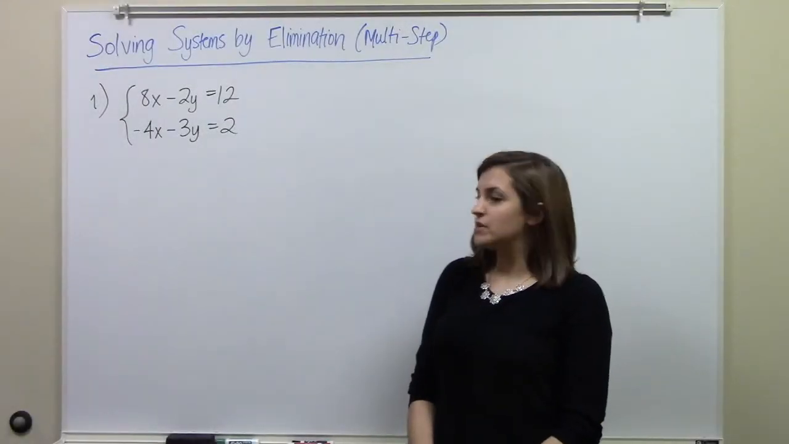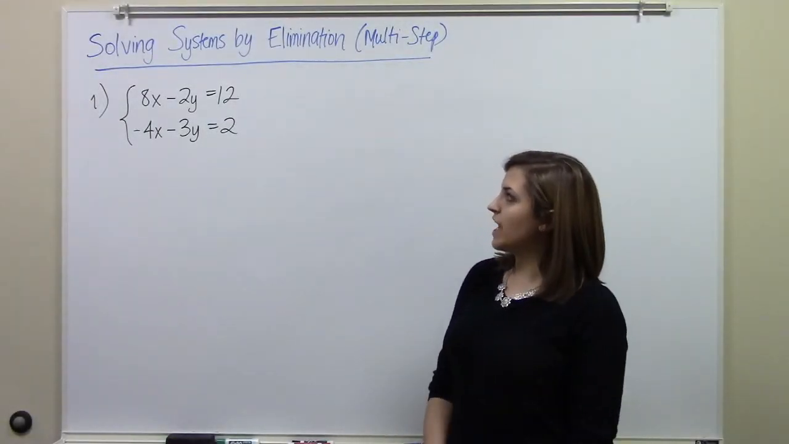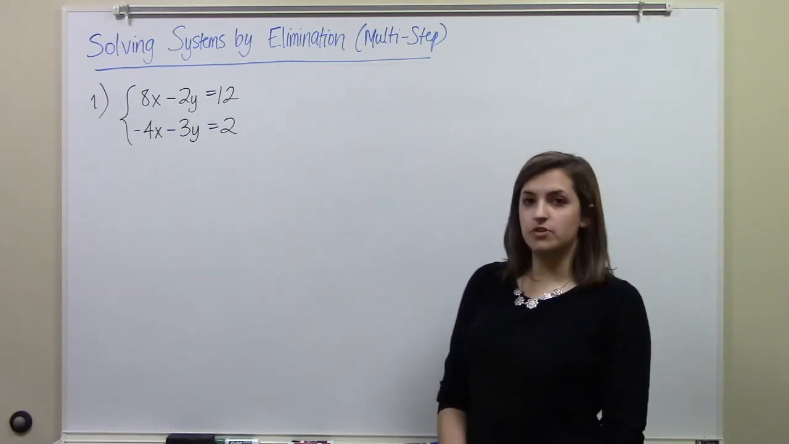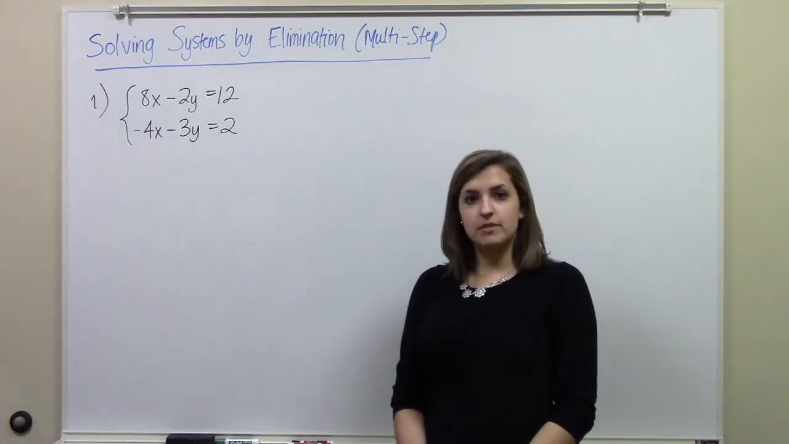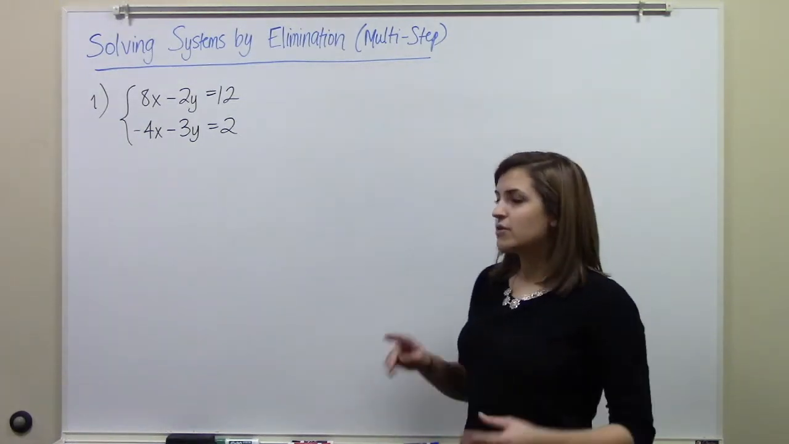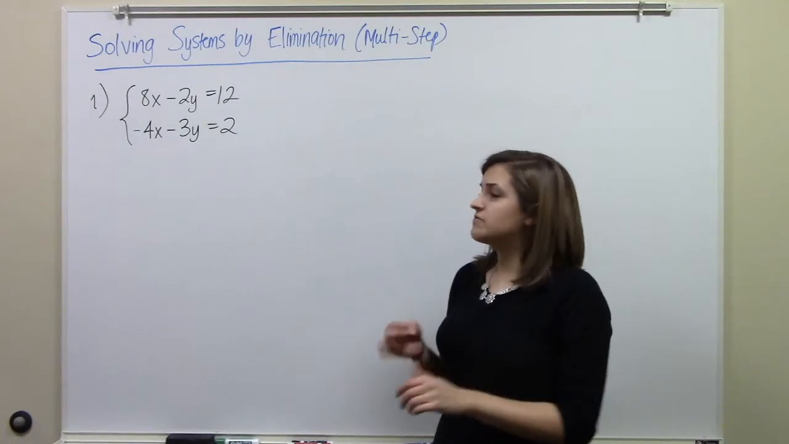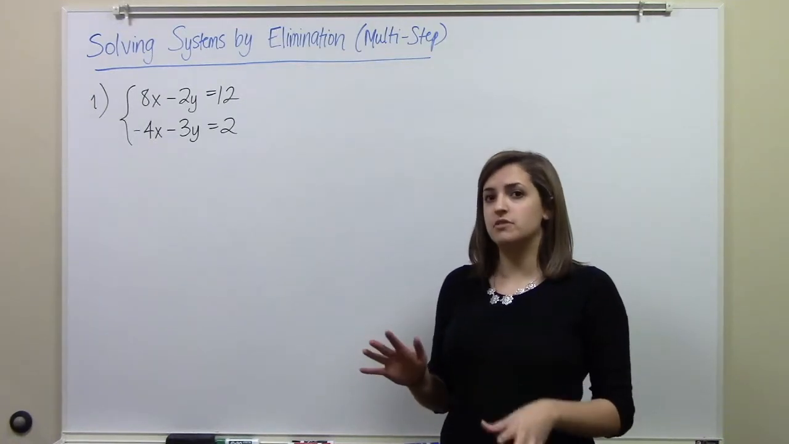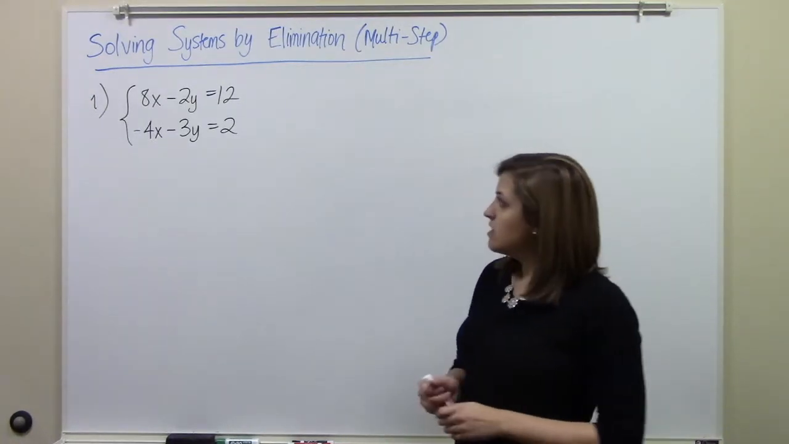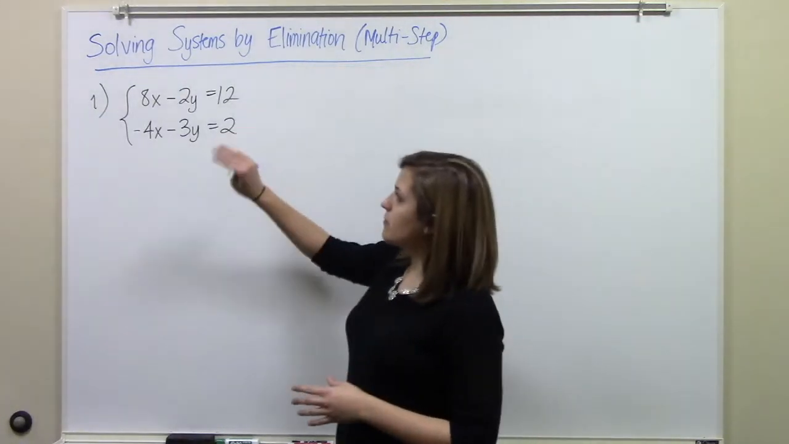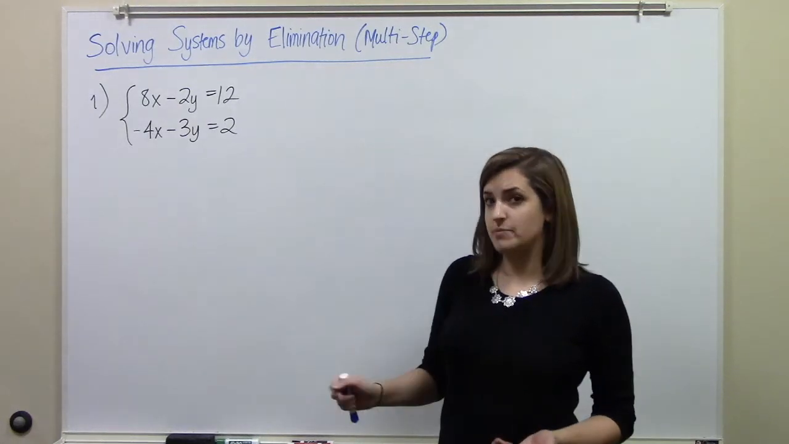Okay, so our first example, we have a system with 8x minus 2y equals 12 and negative 4x minus 3y equals 2. If we examine this right away, we can see that none of our coefficients are opposites of one another. 8 and negative 4 and negative 2 and negative 3. So we're going to have to do a little manipulation to make that happen. Our first line of business is to identify which variable would be easier to eliminate.